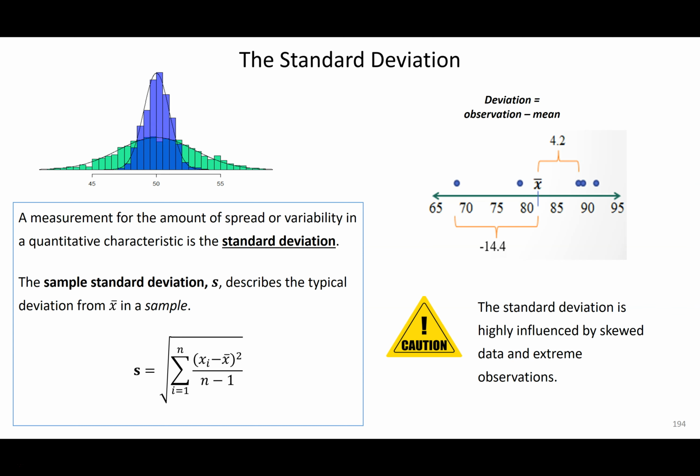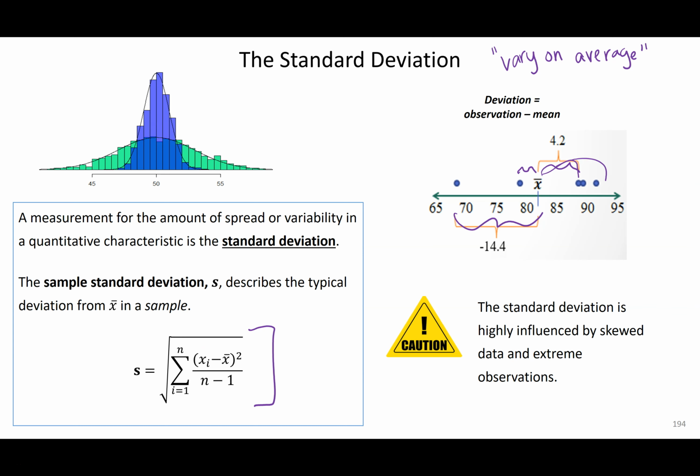So the standard deviation, you're going to hear language sometimes like vary on average. And the idea is we want to figure out, on average, what is a typical deviation from the mean. So here's an observation. How far is it from the sample mean? Here's another. How far is that from the sample mean? So we're going to do that for every single point. If we are calculating this for a sample, we're going to use the notation, the letter S. And so each observation minus the sample mean, and then we're going to square that difference.